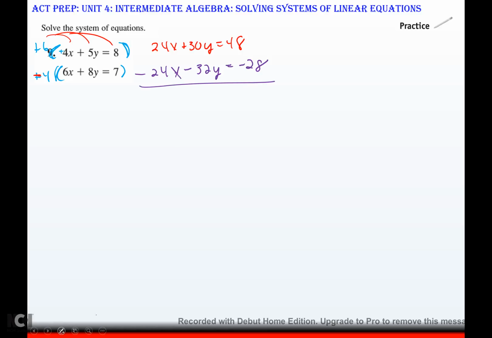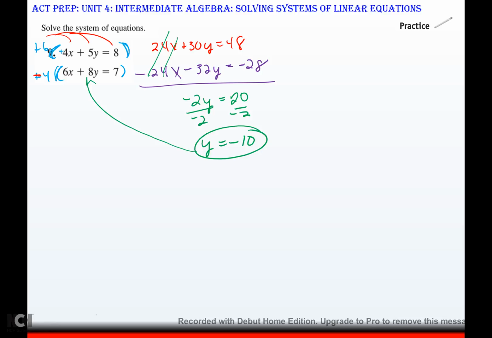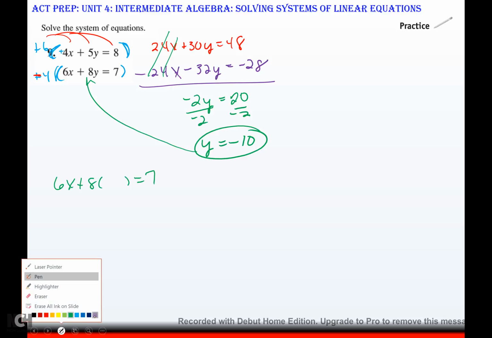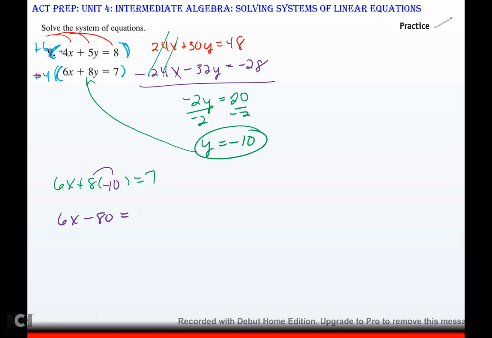And when I combine like terms, the x's cancel. 30y take away 32y is negative 2y. 48 take away 28 is 20. Divide by negative 2, and I get y equals negative 10. Okay, so plug that in, and I'm going to do 6x plus 8 blank equals 7. Plug in my negative 10 to my blank. Distribute 6x minus 80 equals 7. So I'm going to add 80, 6x equals 87. Divide by 6, and x equals 87 over 6.